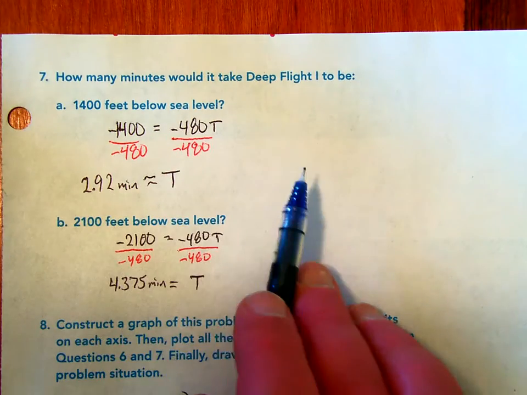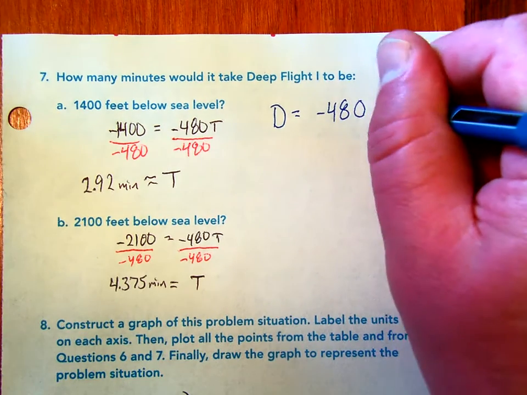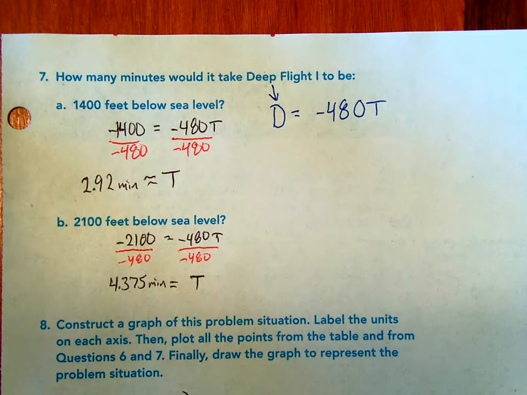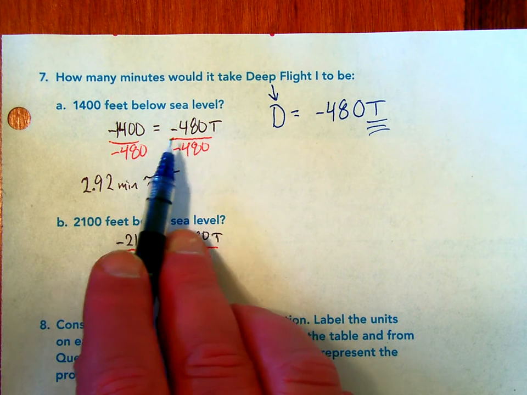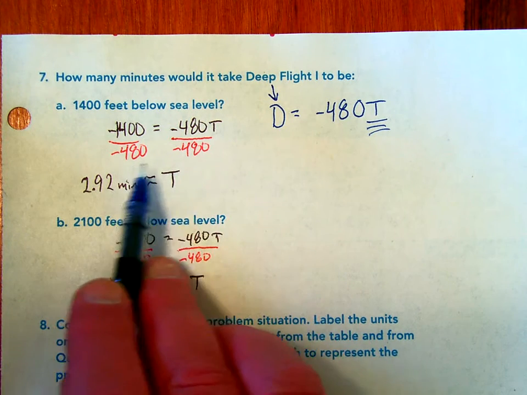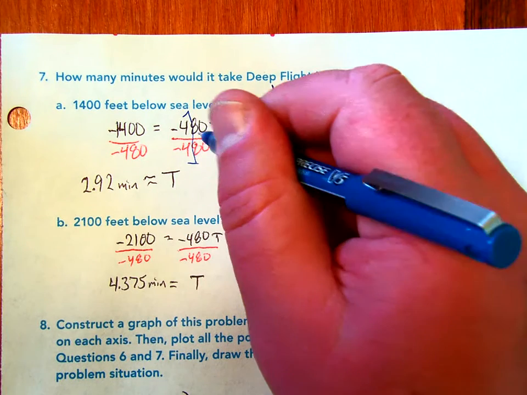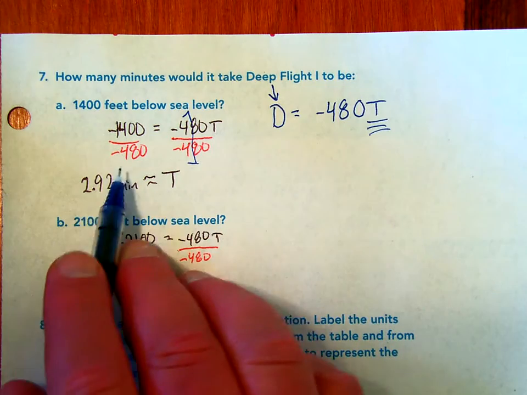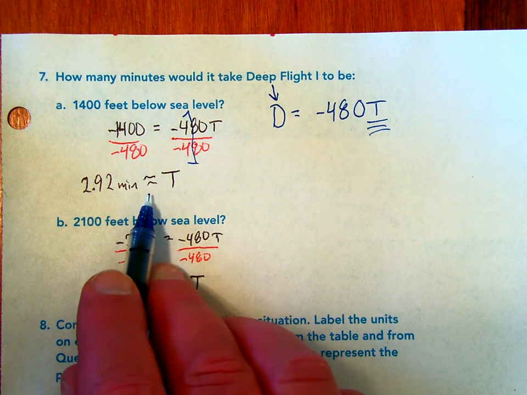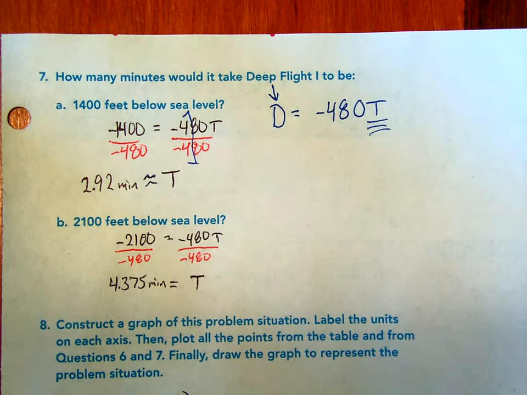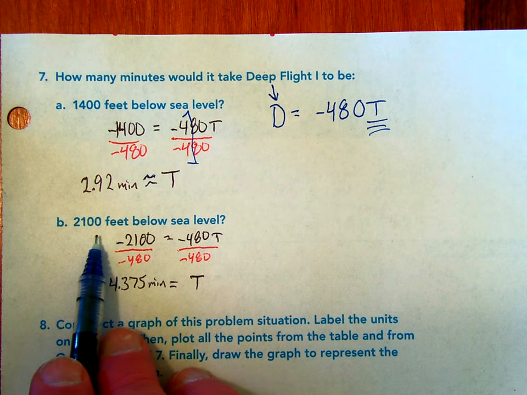How many minutes would it take the submarine to be at that depth? In this case, they're giving us D, because again, our equation is depth equals negative 480 multiplied by time. They're giving us the depth, and they're asking us to solve for t. So negative 1,400 feet below sea level is negative 1,400 equals negative 480 times t. Divide both sides by negative 480, division property of equality, and negative divided by negative is positive. 480 divided by 480 is 1. So 1t is approximately 2.92. It came out to 2.91666 and so on, so I rounded, and I use this squiggly equal sign, which means approximately. So approximately 2.92 minutes.